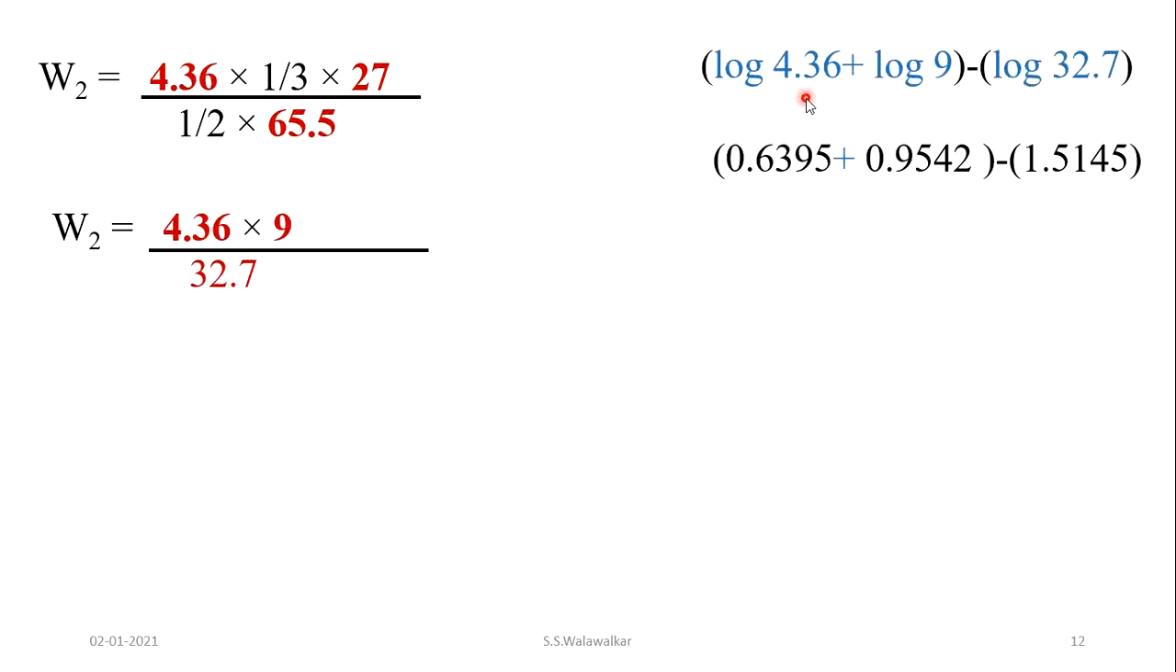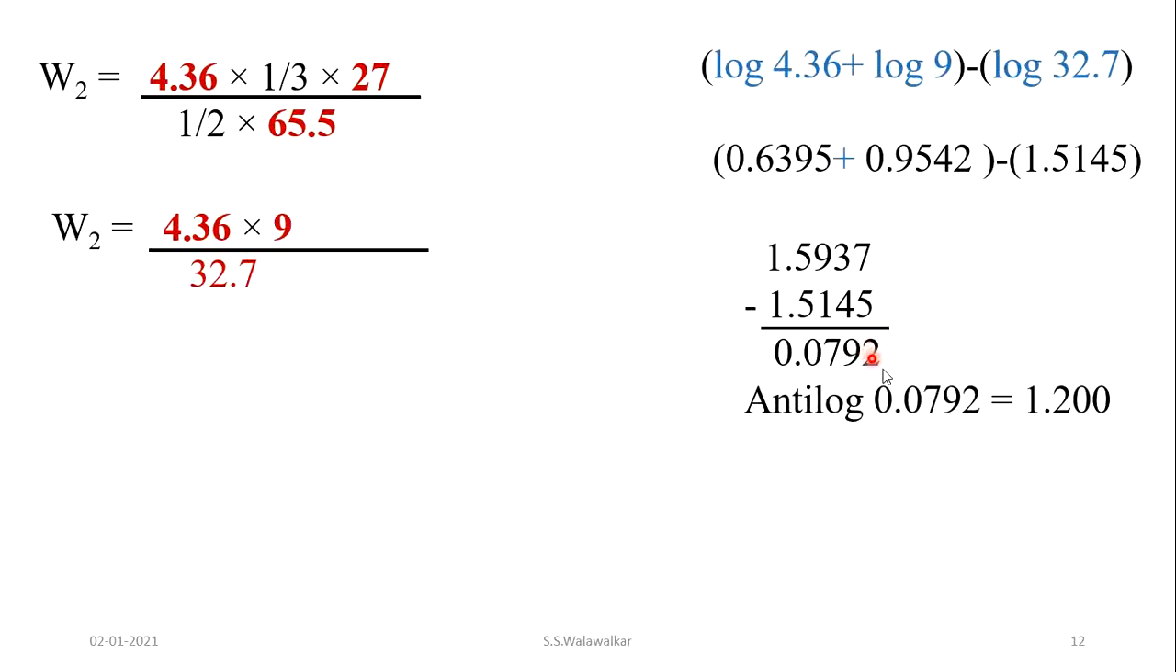then log of 4.36 is 0.6395 and log of 9 is 0.9542, minus log of 32.7 is 1.5145. So addition of these two is 1.5937 minus 1.5145. The subtraction is 0.0792 and antilog of this is 1.200.